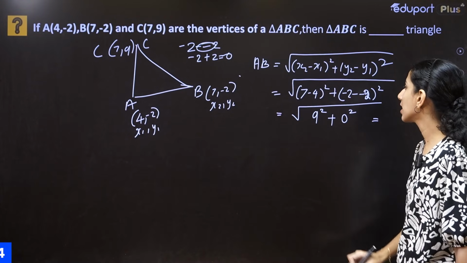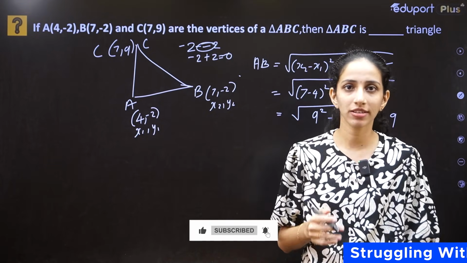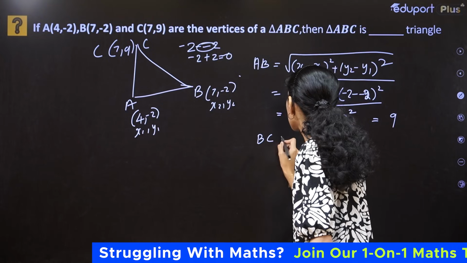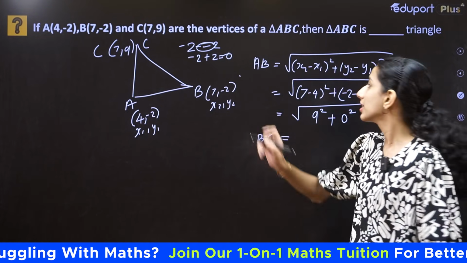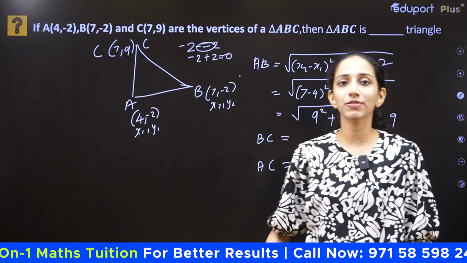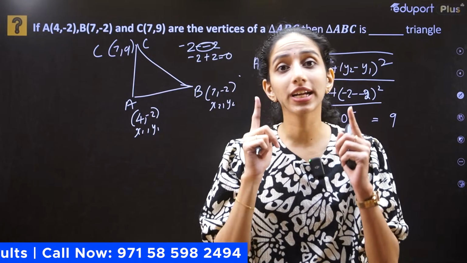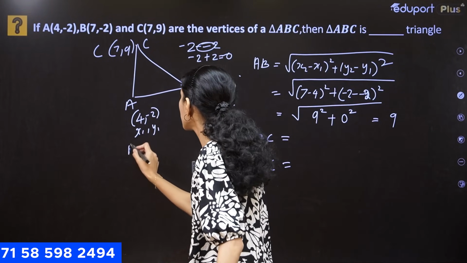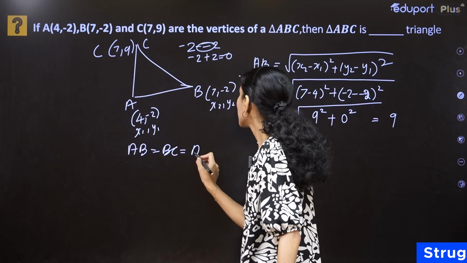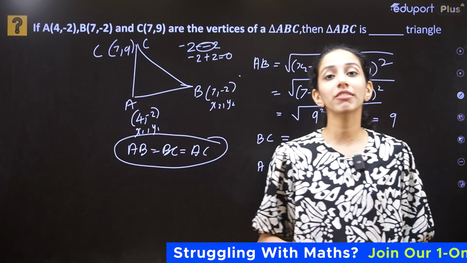So what will be the answer? AB is equal to root 9 square. That is simply 9. Clear? In the same way, you can find BC, which is the next side, then you can find AC. So if you have the lengths AB, BC and AC and you got the conclusion that AB is equal to BC is equal to AC, what will be the result?